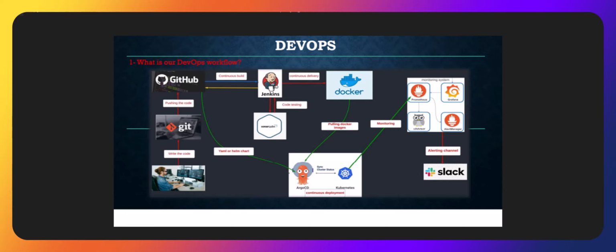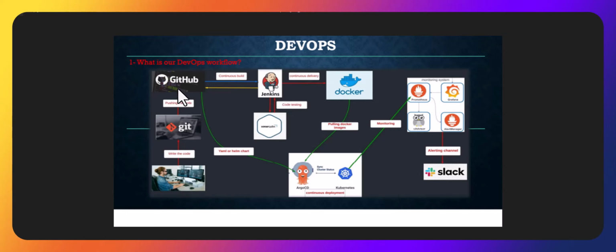Okay, so the first thing to do is to make sure that we have a code and that the developer pushes the code to a repository. This time we're gonna use GitHub as our repository, right? So the developer is gonna push the code.